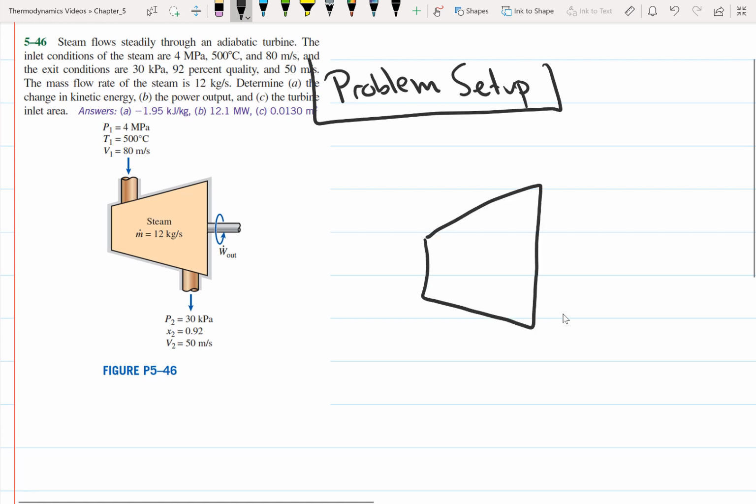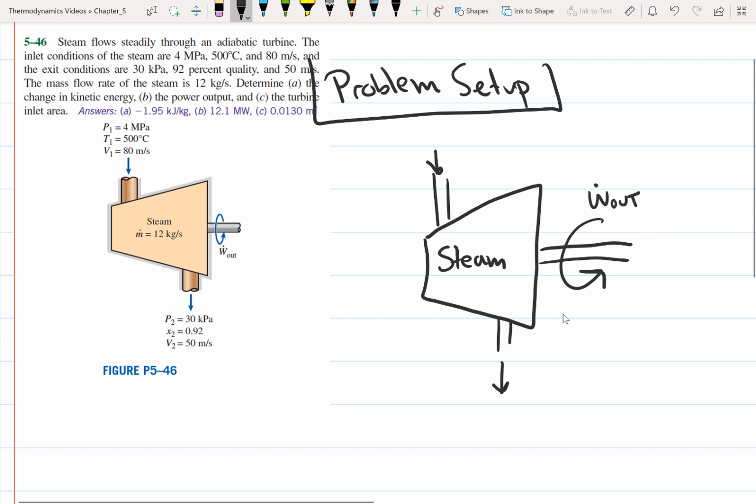So I'm going to draw a turbine, even though there's already a drawing of one. I'm just going to draw one so that I'm pretty clear what's going on. So the turbine has flow in and flow out, and it says that we have steam, and since it's a turbine, there's going to be some work out, and this work is likely rotating a shaft in a generator and producing electrical work. So we're basically extracting work from the steam as it expands.